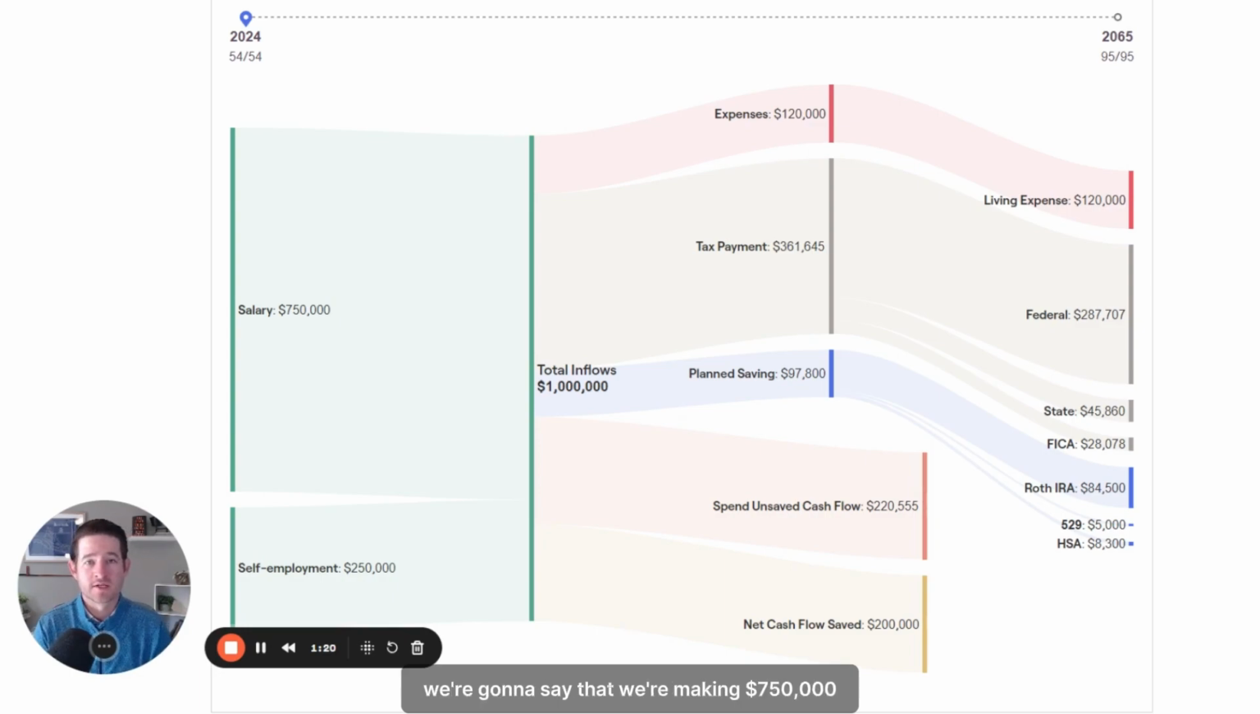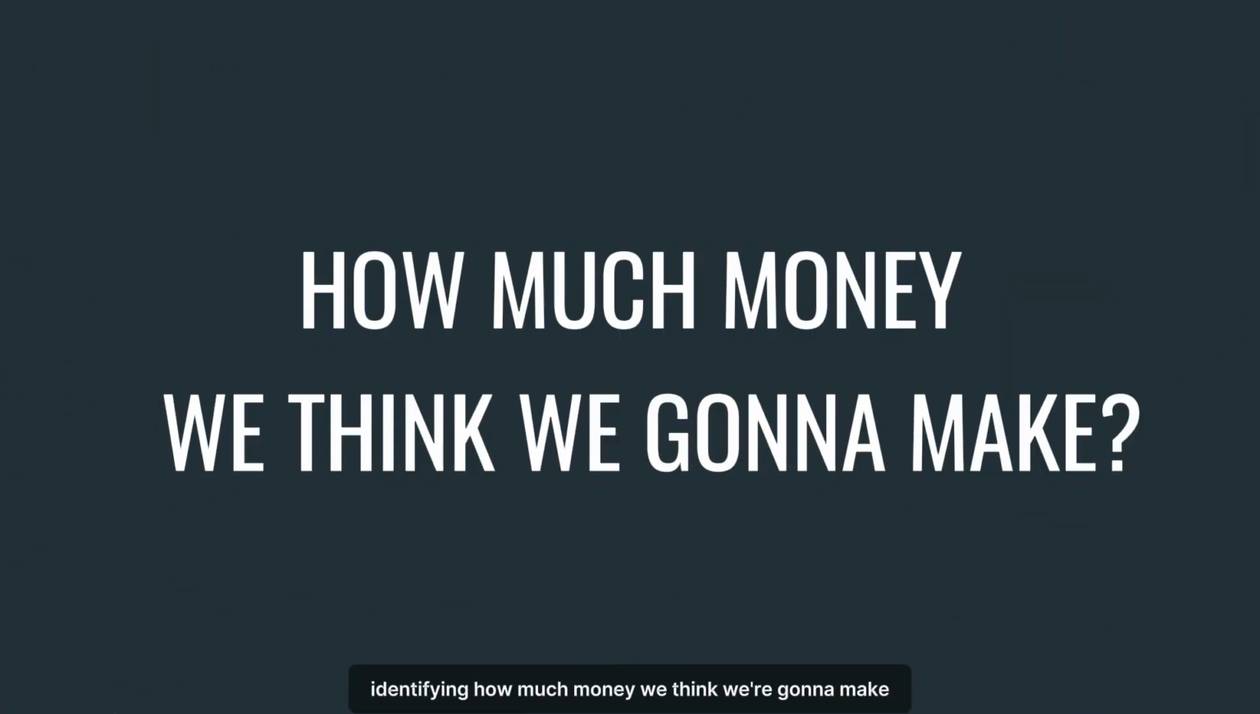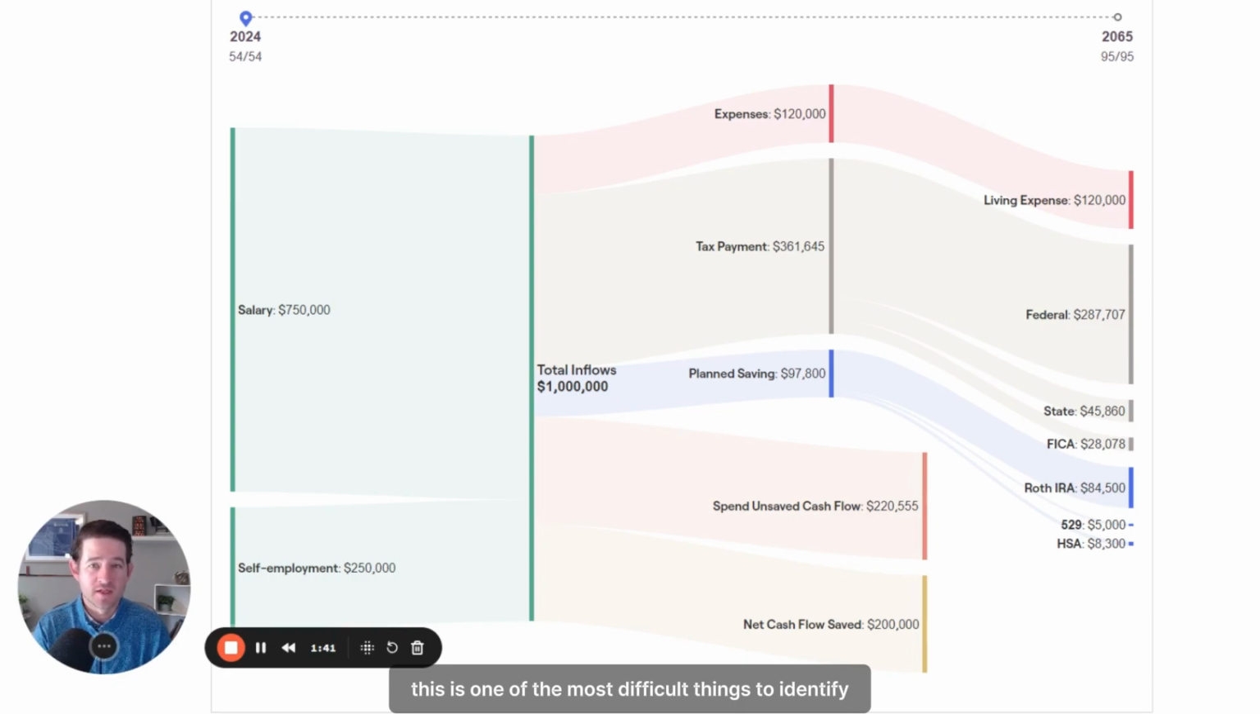So in this situation, we're going to say that we're making $750,000 from the business we're operating, which you can see up there on the top left-hand side. And then on the bottom left-hand corner, you can see that we have $250,000 of what we're calling consulting income, which is 1099 income. So the first step is identifying how much money we think we're going to make. This is one of the most difficult things to identify with business owners. But typically, if we can get close to, say, 80% of what we think you're going to make over the course of the year, we can draw out a pretty clear cash flow map. So that is our left-hand side that's in green. And then let's go ahead and move over to the right-hand side.